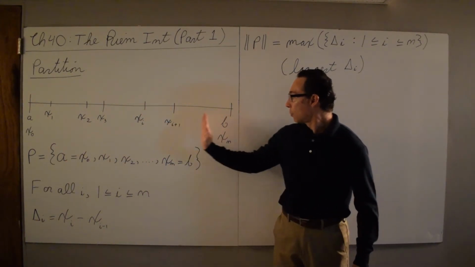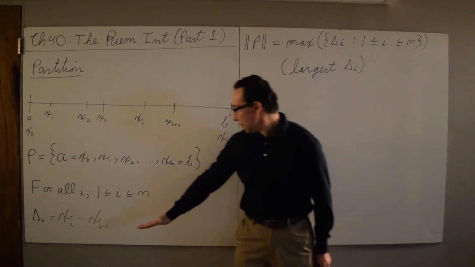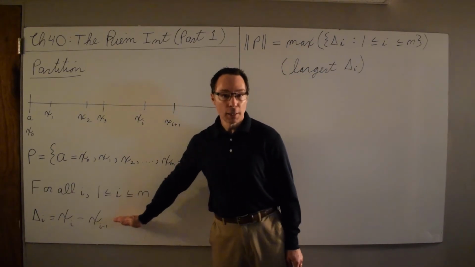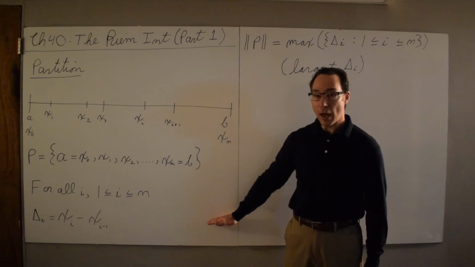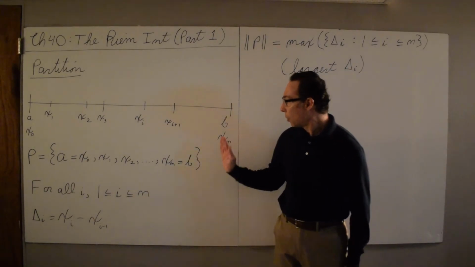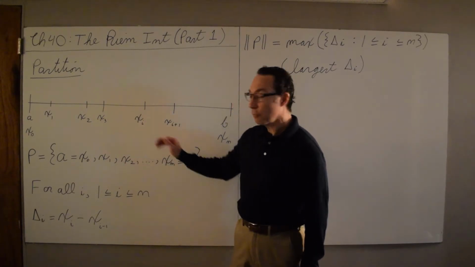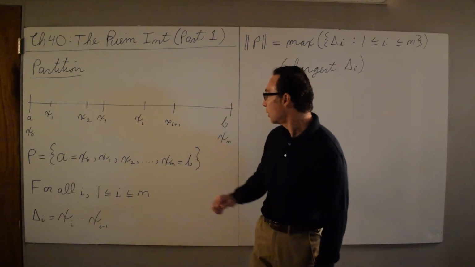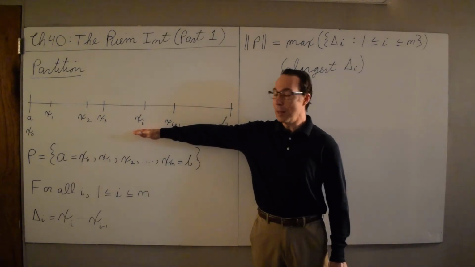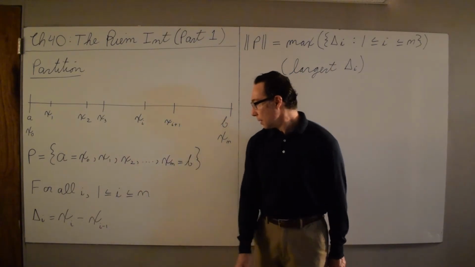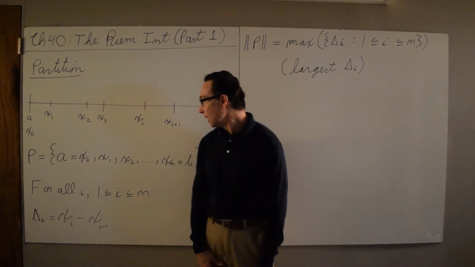And the way I've drawn this partition, these delta i's are different. They're allowed to be, they don't have to be. So you can make a partition where all the delta i's are the same. I did not do that for this example because I want to illustrate the fact that it doesn't have to be that way. This is your delta i.